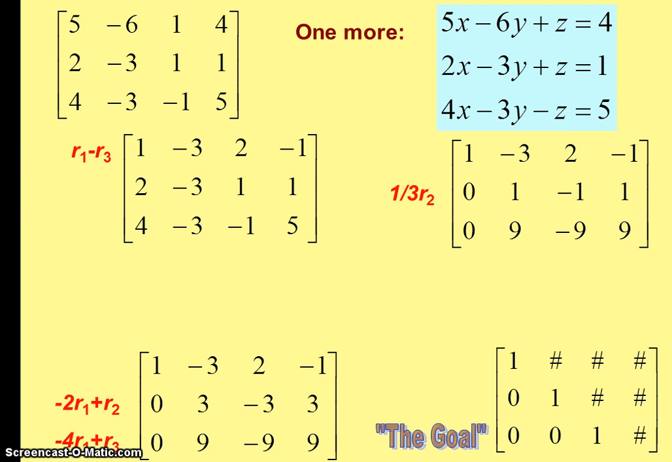So after I get that 1, I work below it and I try to get a 0. So I have this 1, I need this 9 to be a 0. So how about I take row 2 times negative 9 and add it to row 3.